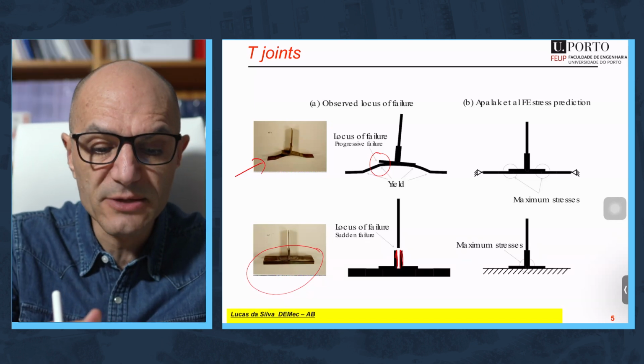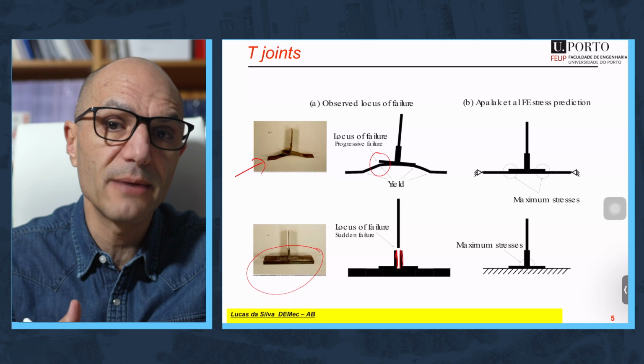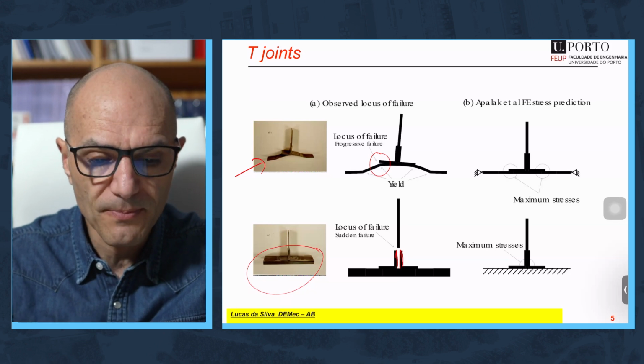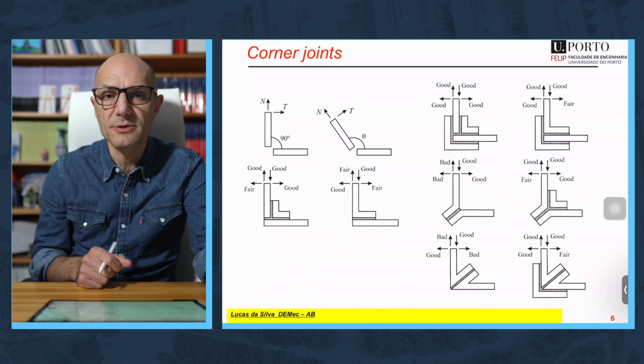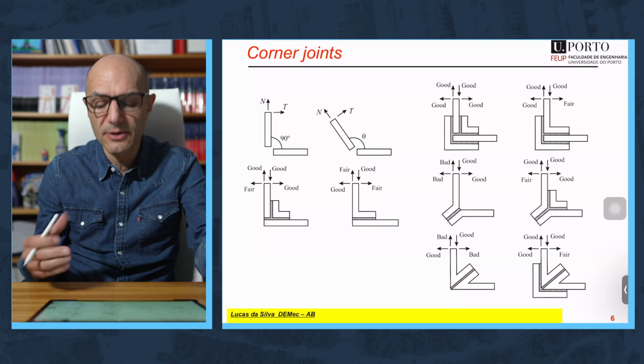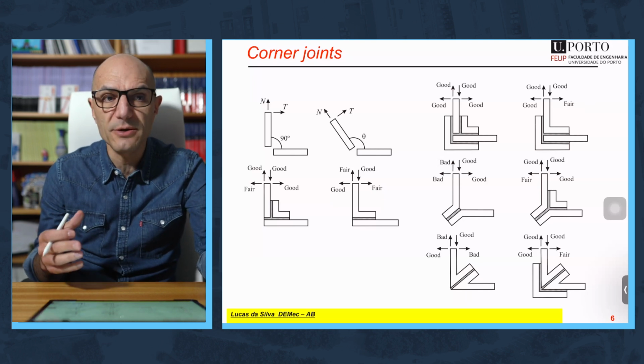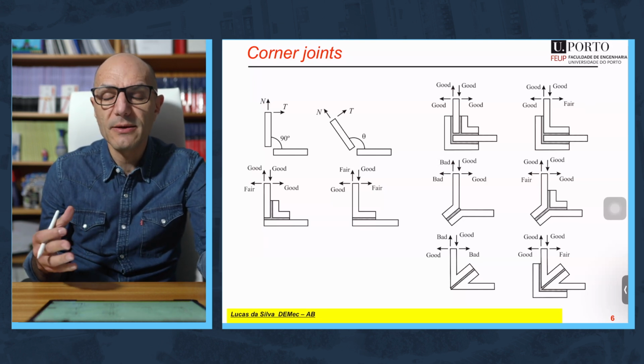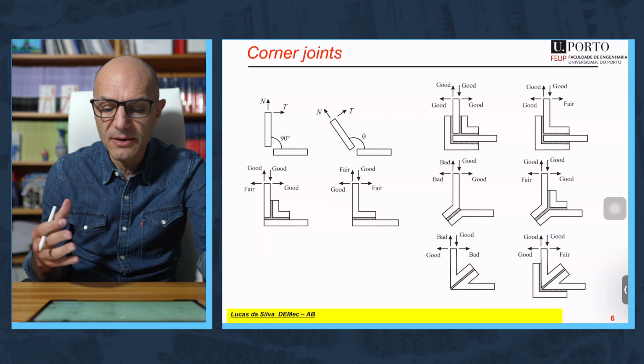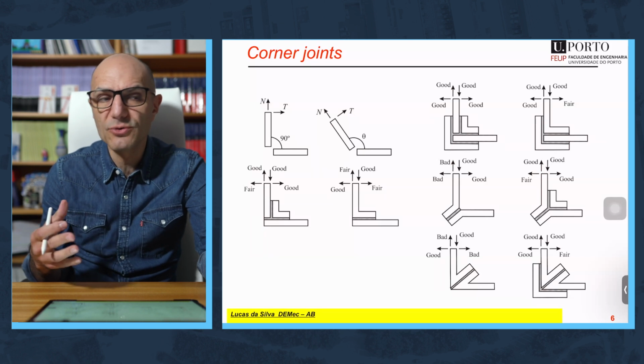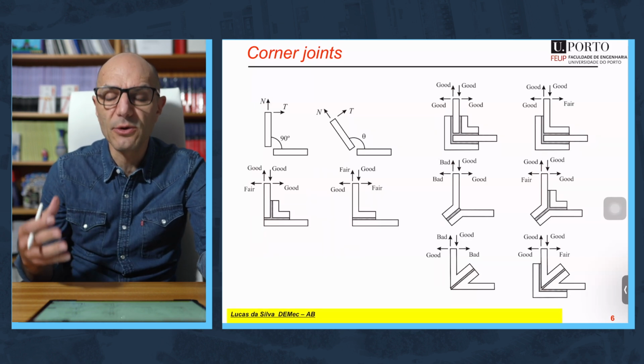This is the case of a T-joint. In the case of the single-lap joint, you already know the story. In the case of corner joints, it's something very similar to the case of T-joints. Again, if you have problems of peel, you would use reinforcement to make sure that the adhesive is loaded in shear.